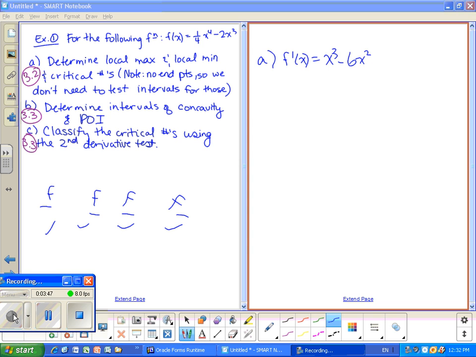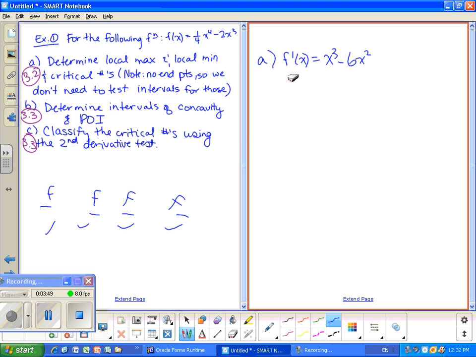So now that you have your derivative, step 2, set it equal to 0. And if we set this equal to 0, we can't solve it like we did in 3.1. What do we have to do here? Could do synthetic. So we're factoring. What's the first thing you should always look for when you're factoring? What's common? And we have an x squared common here.